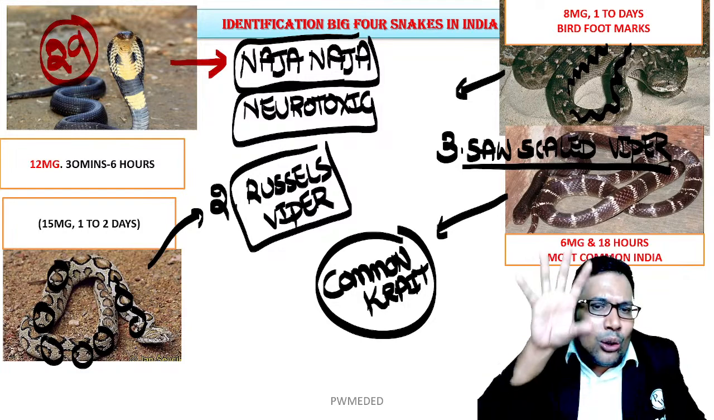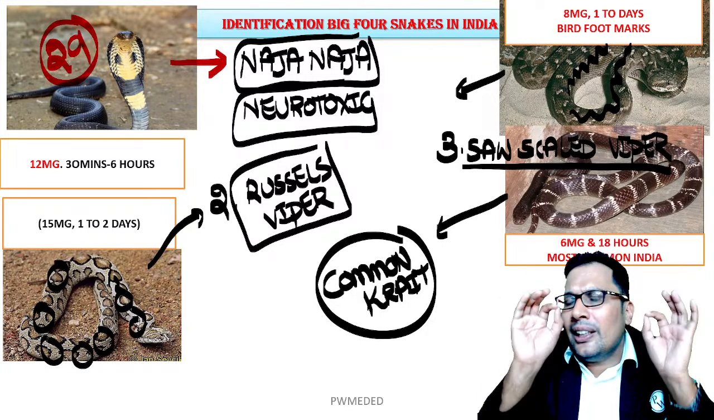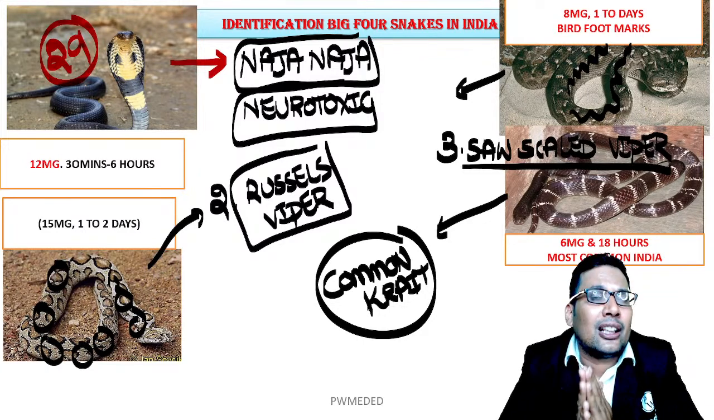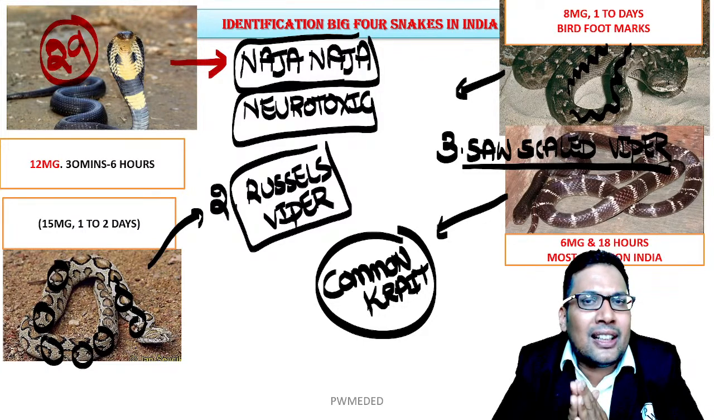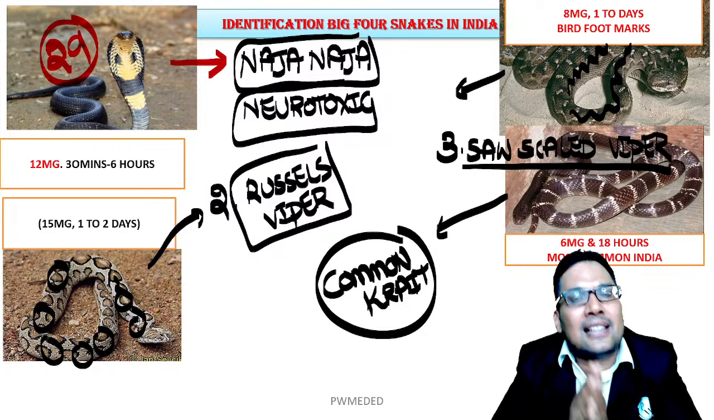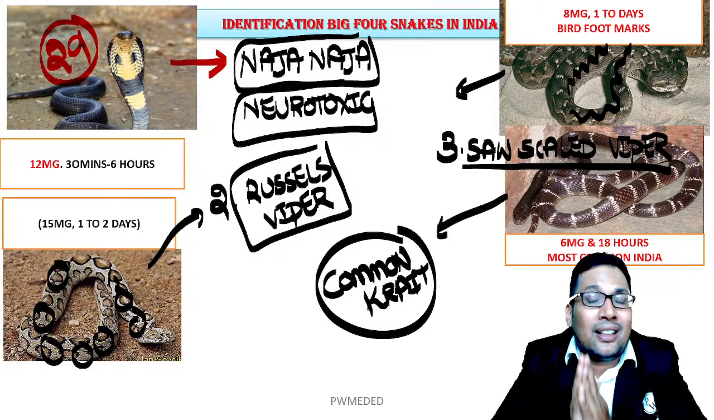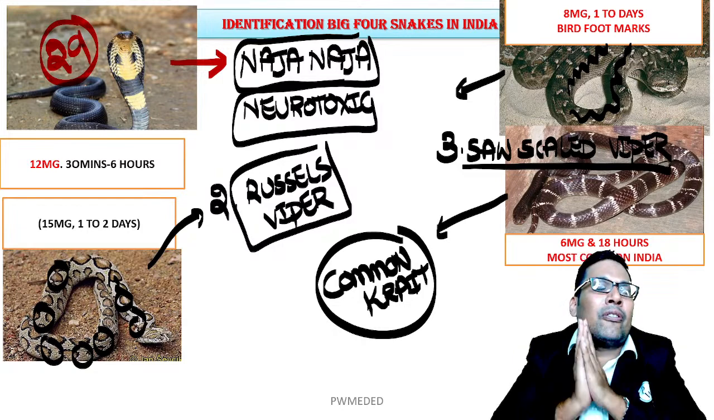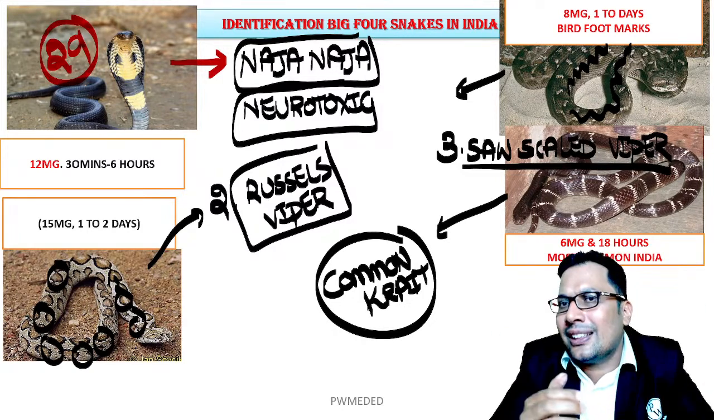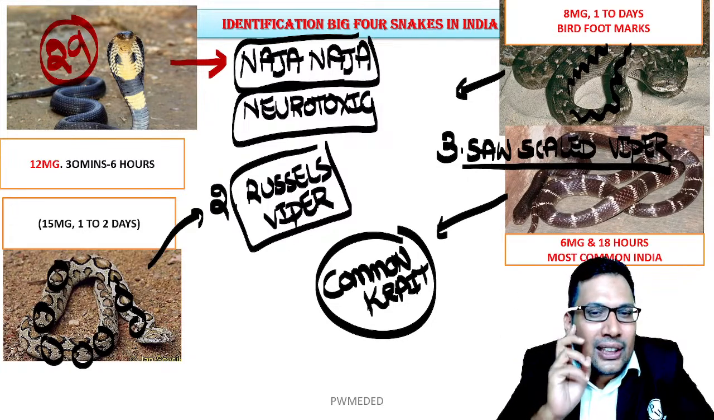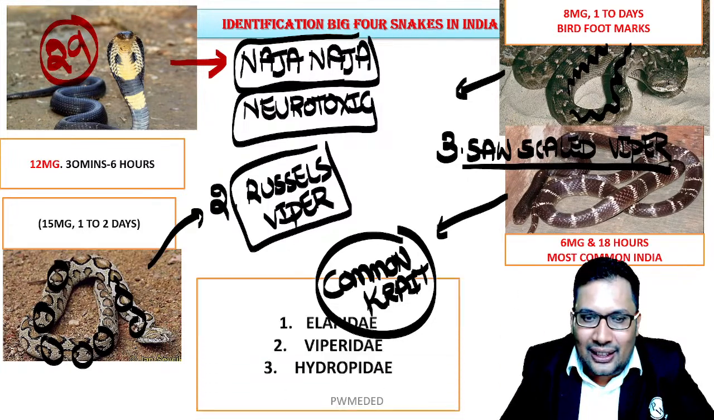The treatment of all the 4 snakes is polyvalent antivenom. Remember, with polyvalent antivenom, no test dose is given. The dose is similar in children as well as in adults. One of the common side effects is anaphylaxis, because it is of horse, equine origin. So all this about snakes, questions can be asked in the exam.